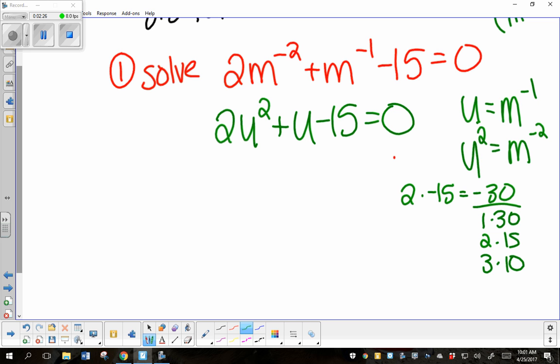I think those are it. So can any of those get us a negative 30 when we multiply and a 1 when we add? Yeah. 6 and 5, right? We can use negative 5 and 6.